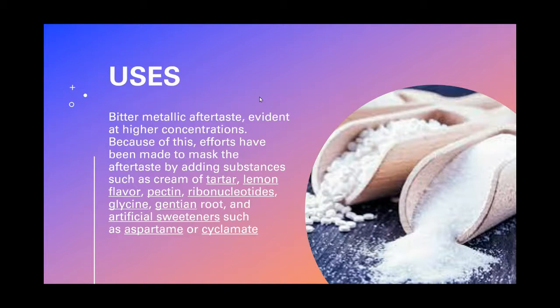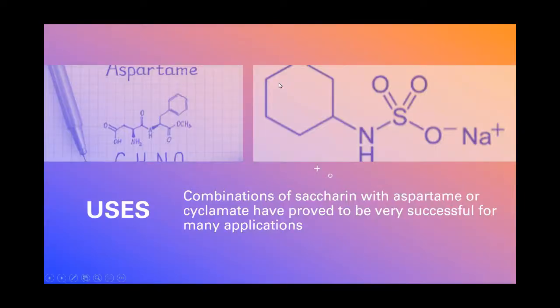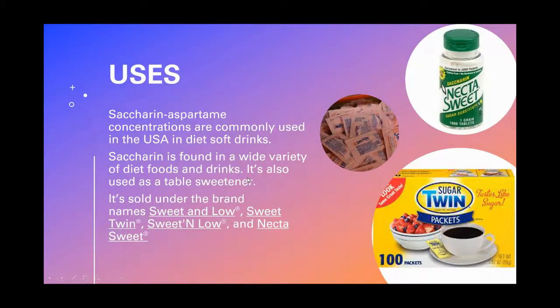Because of this, efforts have been made to mask the aftertaste by adding substances such as cream of tartar, lemon flavor, pectin, ribonucleotides, glycine, gentian root, and artificial sweeteners such as aspartame and cyclamate. Combinations of saccharin with aspartame or cyclamate have proved to be very successful for this, especially in masking the flavor. Saccharin aspartame combinations are commonly used in the USA in diet soft drinks.